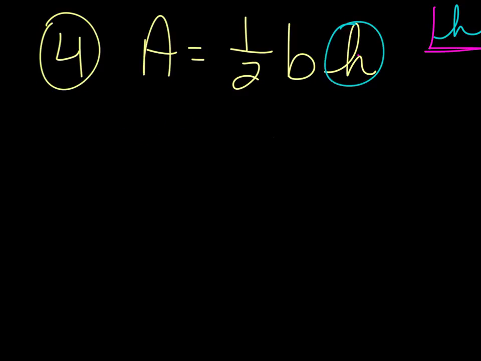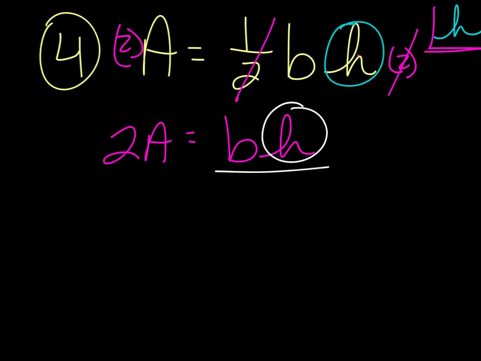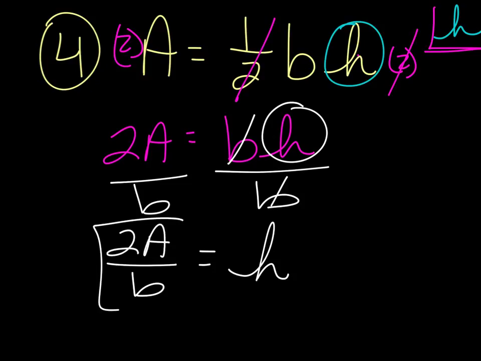So I'm going to do this one first. I'm going to multiply both sides by 2. 2 times A is 2A. Now, when you multiply by the reciprocal, that cancels out to 1. So you're left with B times H on this side. Now again, we want to get H by itself. So it's B times H. We want to divide by B. And you're left with H, your height, is equal to 2 times the area divided by the base. And that's how you solve for the height.